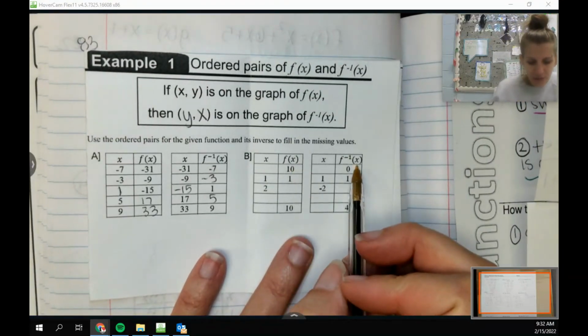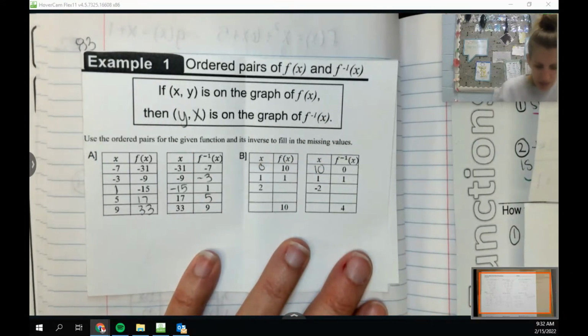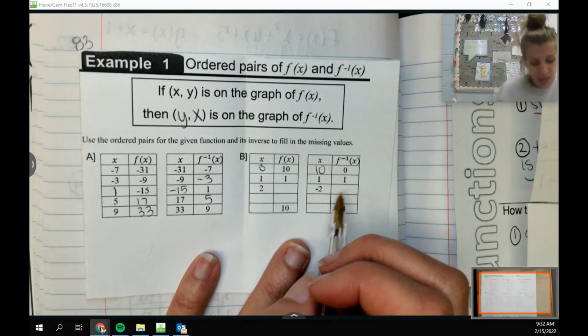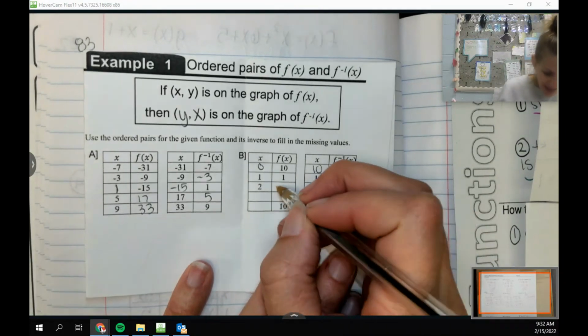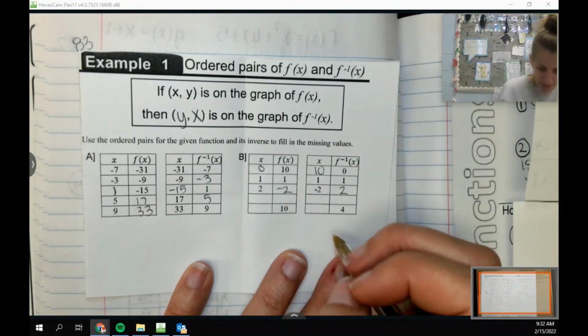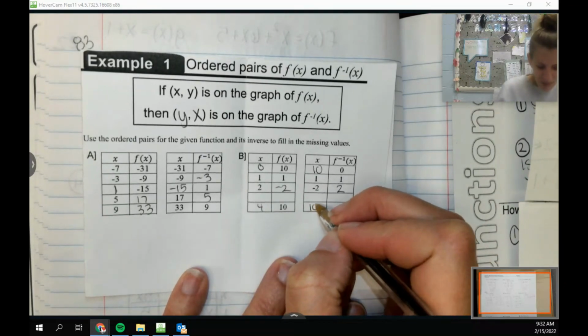We have our function and our inverse function. So 0, 10 or 10, 0. 1, 1 and 1, 1. Like it swapped. You just didn't see it. We had 2, negative 2, and then negative 2, 2. I don't know if I can know that one. So 4 comma 10 and then 10 comma 4.